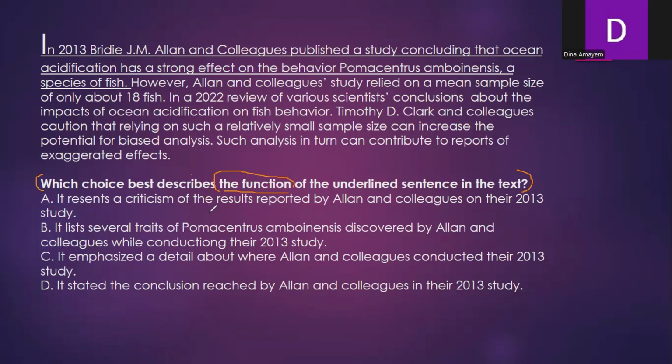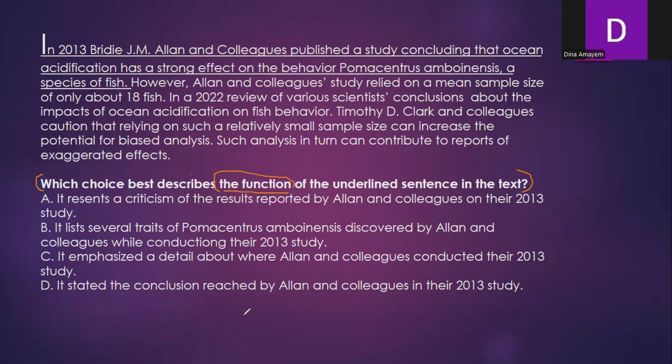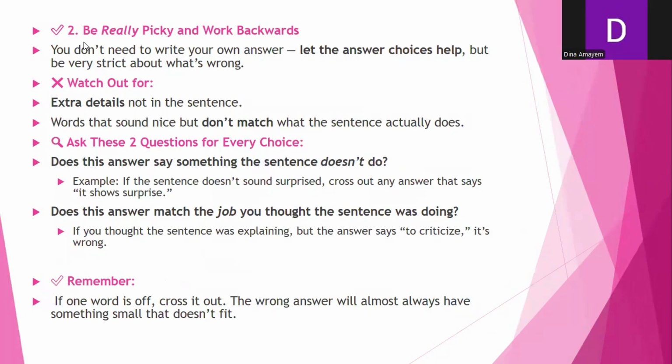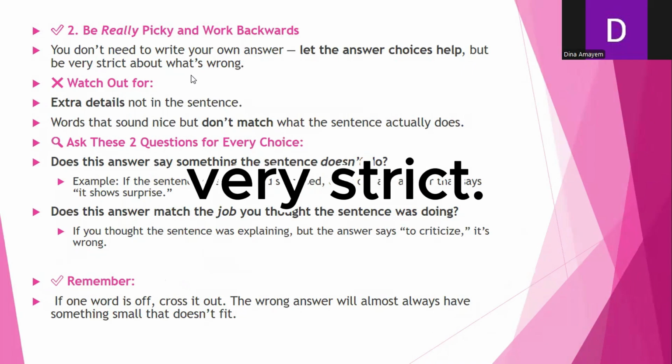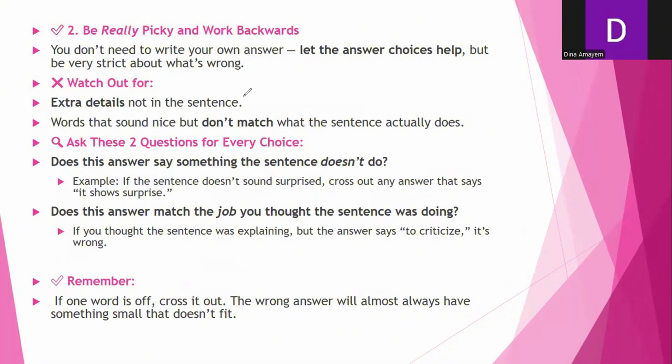Okay, so let's check the answers. We said here that because it's underlined, the function should be as is. But if we can just remember some tips, we can go back. Be really picky and work backwards. You don't need to write your own answer. Let the answer choices help, but be very strict about what's wrong. So we need to be very strict while choosing or eliminating the wrong answers.